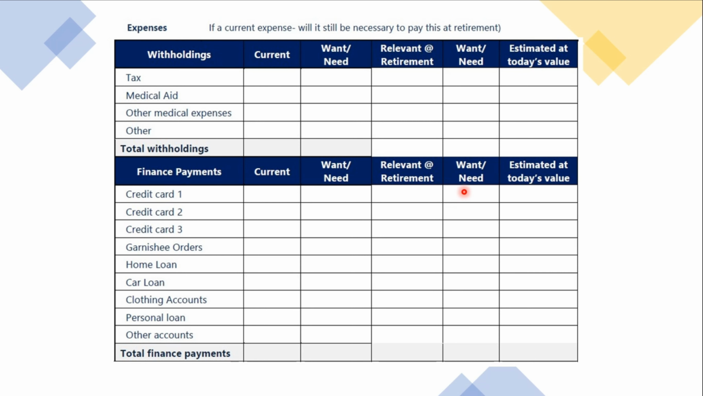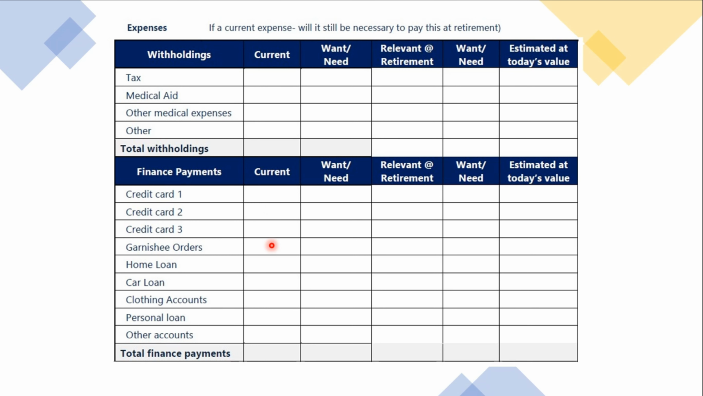Would it then be a want or a need? Estimated at today's value, how much would I pay? Now, the benefit of getting older, of course, interest is also less, especially when I'm older than 55, 60. I'm going to leave credit card 2 and 3.